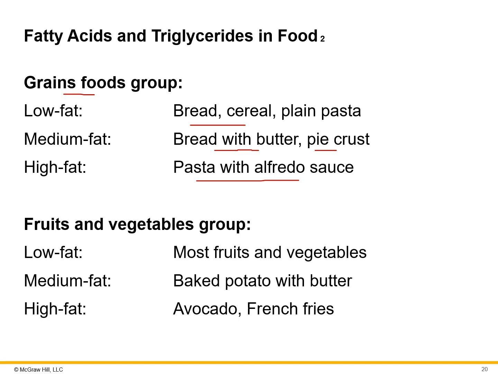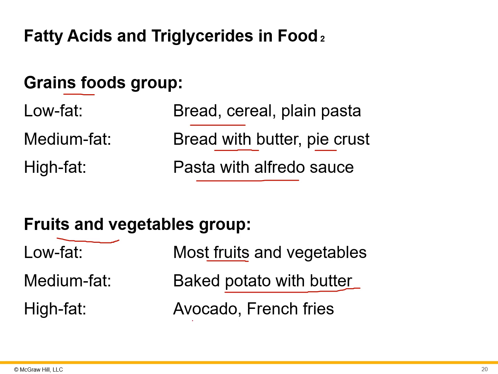Then also we can get some triglycerides from fruits and vegetables. So we think about our low, so most fruits and vegetables are very low fat. So they may have some triglycerides in them, but not a whole lot. Then we can move up to a medium with our baked potato, but we add that butter in to add in those extra fat or triglycerides.